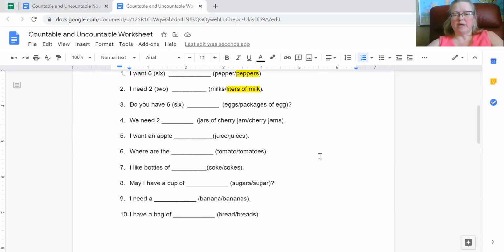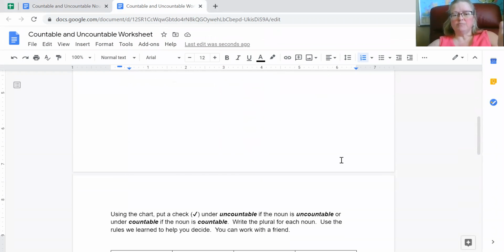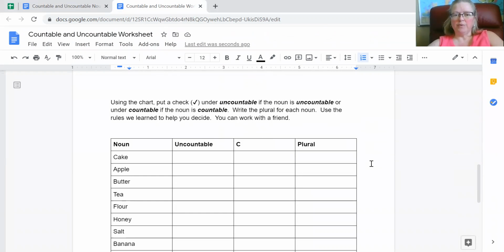Take time to finish the rest of the questions. Once you're finished the sentences, move to the chart below. And you can connect with a friend, you can meet up and work through it together. So we have uncountable and countable nouns. What you'll need to do is check whether the noun is countable or uncountable and make the plural form of the verb, if there is a plural form of the verb.